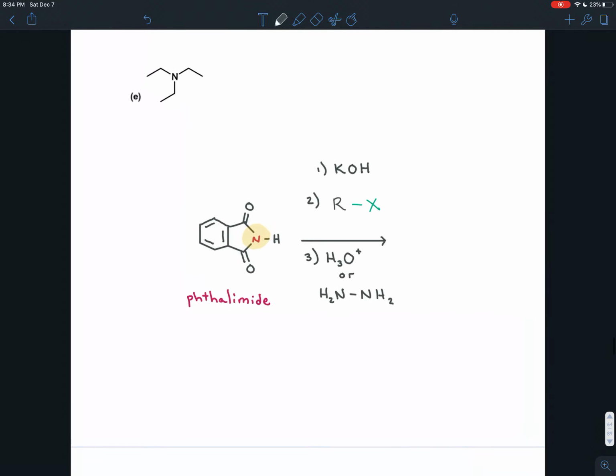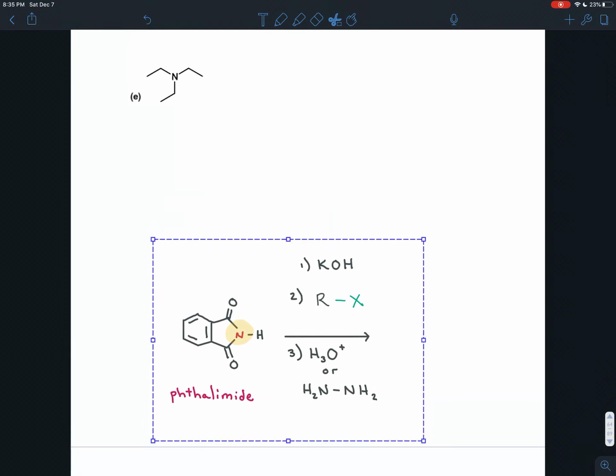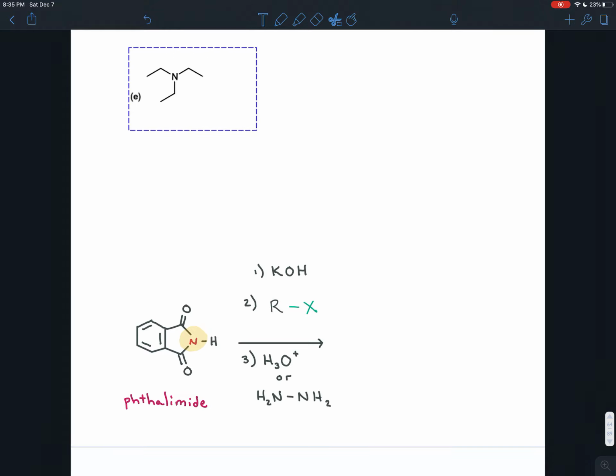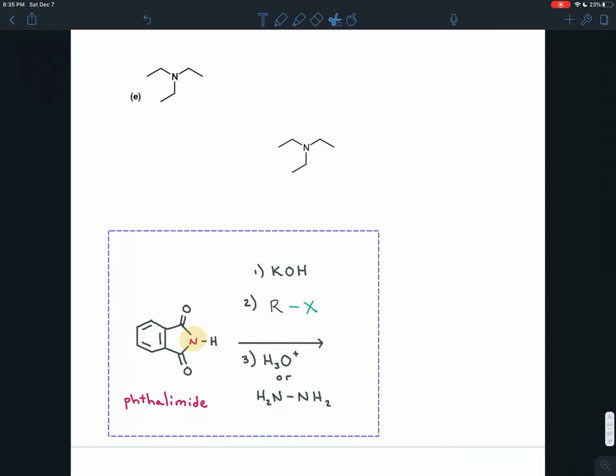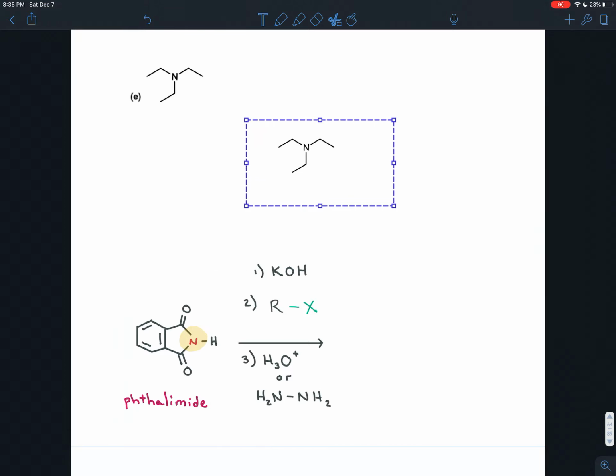Okay, let's think about E. Now they tell us that we want to make this amine using phthalimide as our nitrogen source. And so we know that we're going to have to do the Gabriel synthesis. So I wrote out here the general formula, the general recipe for a Gabriel synthesis.